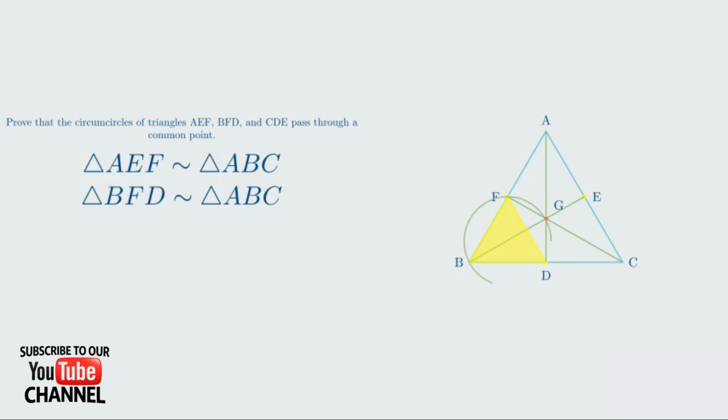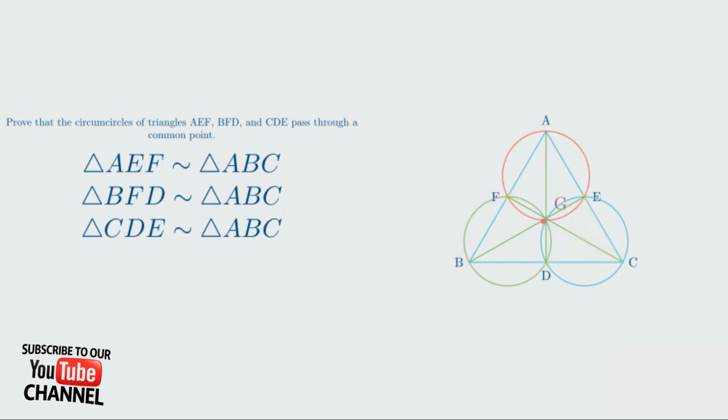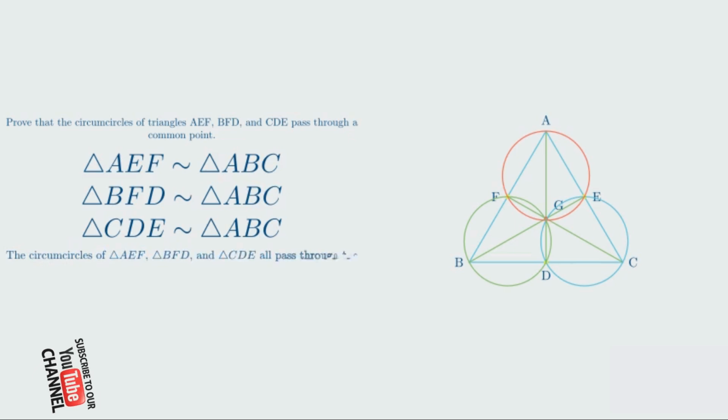Let's draw its circumcircle. Finally, let's look at triangle CDE. And triangle CDE is also similar to triangle ABC. Let's draw its circumcircle. Notice that all three circumcircles pass through the centroid G. This is a known property of the centroid and midpoints of a triangle.